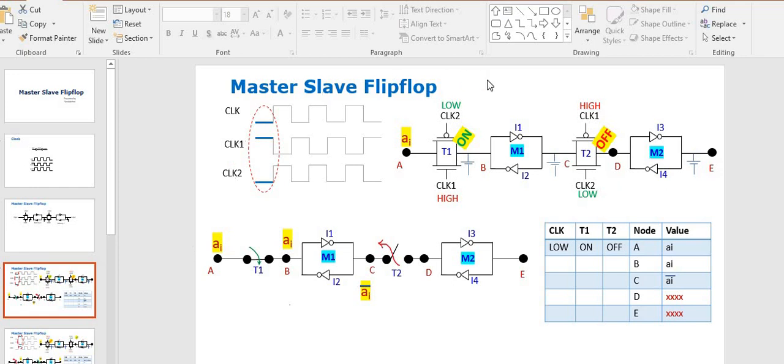This is the operation of the master slave flip-flop. Here I am giving the clock signal low. While I am giving clock low, the T1 pass transistor is on and the T2 pass transistor is off. Why? This is something all of us know.